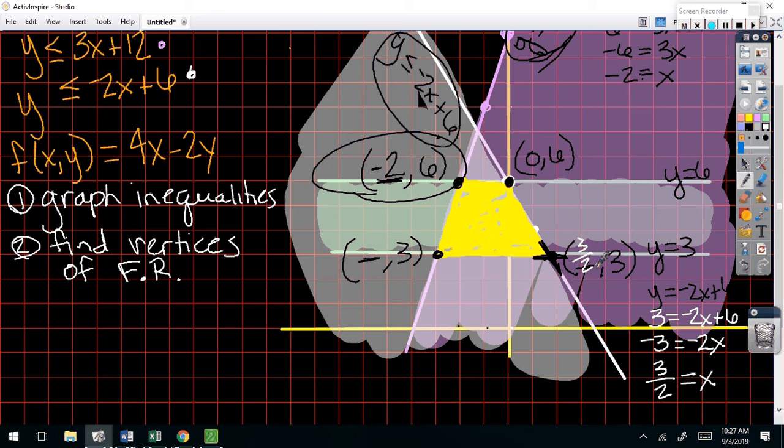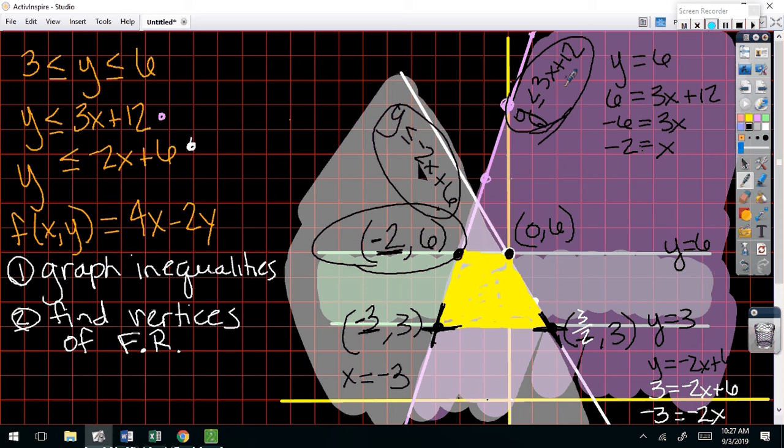And then for the last one, y'all try the last one and see what you get. The x coordinate of this line and this line. Did you get it? What'd you get? Negative 3? Yes. That one is 3x plus 12.